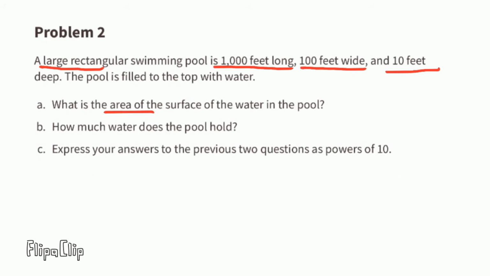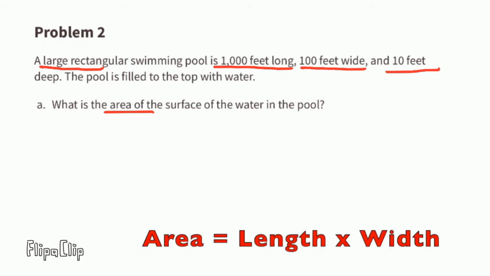Problem number 2. A large rectangular swimming pool is 1,000 feet long, 100 feet wide, and 10 feet deep. The pool is filled to the top with water. A, what is the area of the surface of the water in the pool?